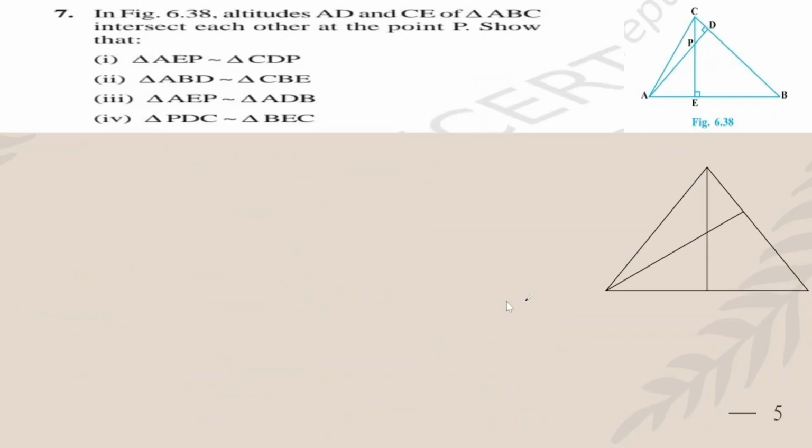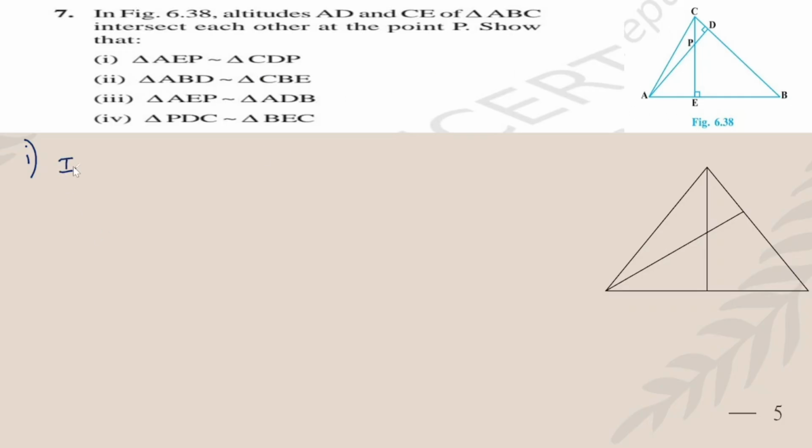Let us come to question number 7. There are 4 questions, so don't be confused about it. We will do it one by one. First, question number 1: this figure contains several triangles, and among them we have to prove two triangles are similar. First we have to prove AEP and CDP.